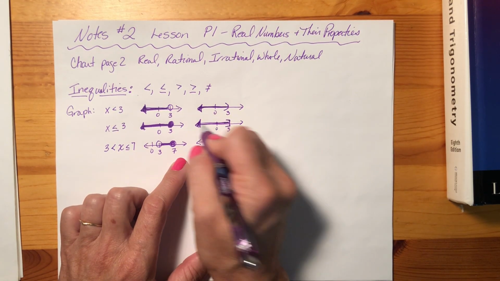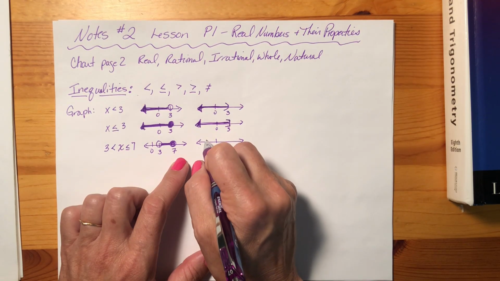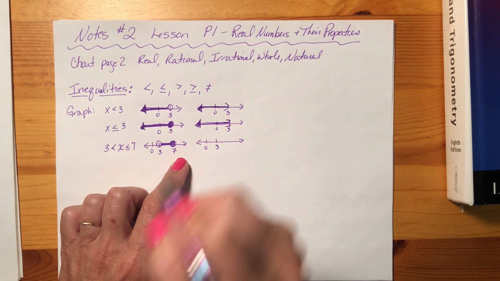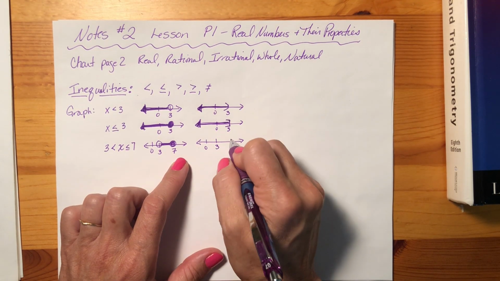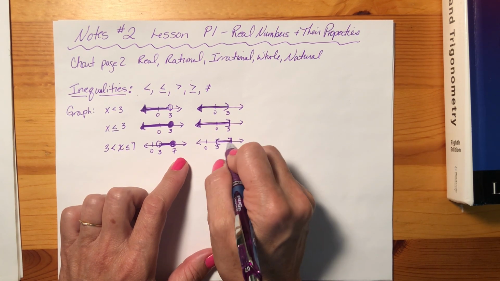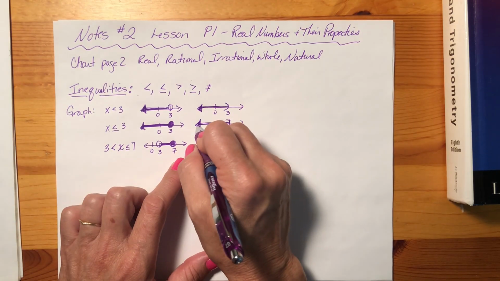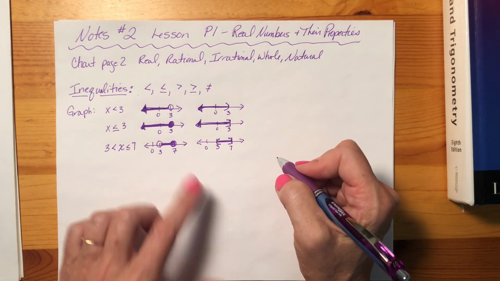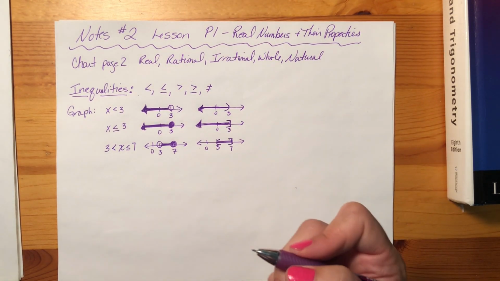Not a big deal. And then here, this is between 3 and 7. I'm going to include 7, but I'm not going to include 3, and I'm going to shade between them. So those of you that are messy like me, this is a good task for us, a good challenge.